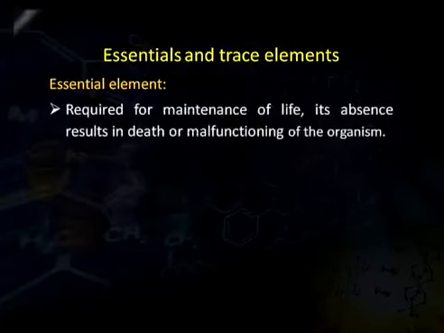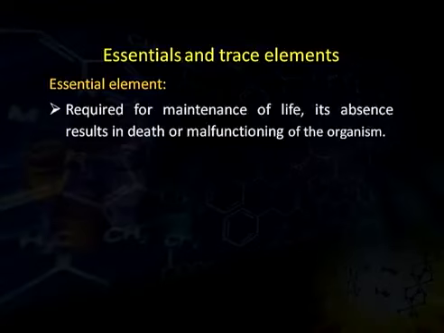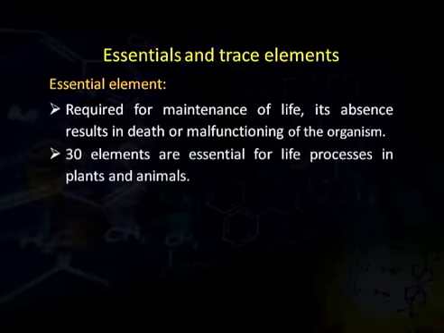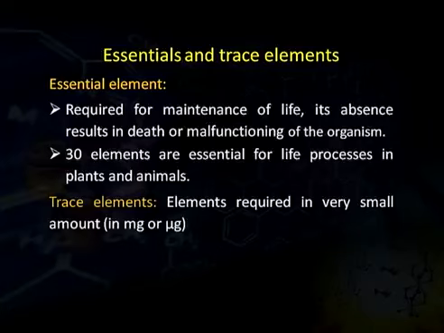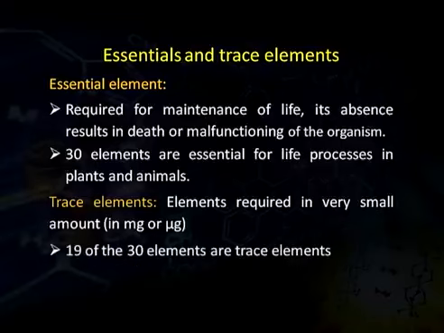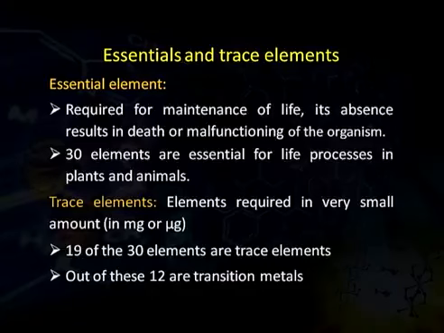Essential elements. What is an essential element? An essential element is required for the maintenance of life and its absence results in death or malfunctioning of the organism. There are 30 elements which are essential for life processes in plants and animals. And a trace element is one which is required in very small amount, that is in the amount of milligram or microgram. Out of the 30 essential elements, 19 are the trace elements, and out of these 19 trace elements, 12 are the transition metals.